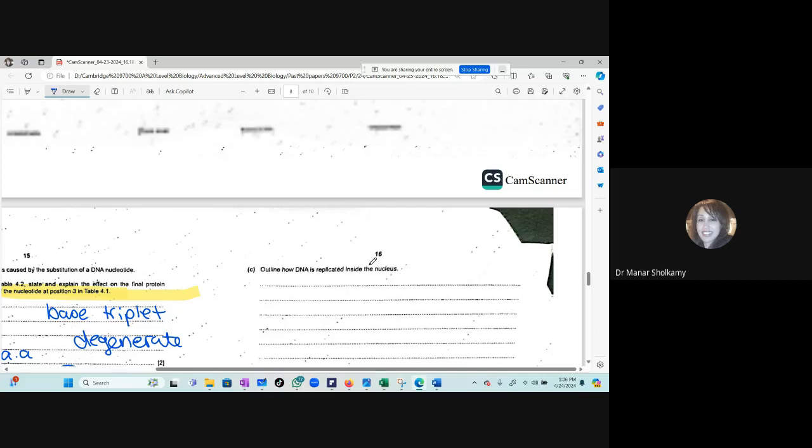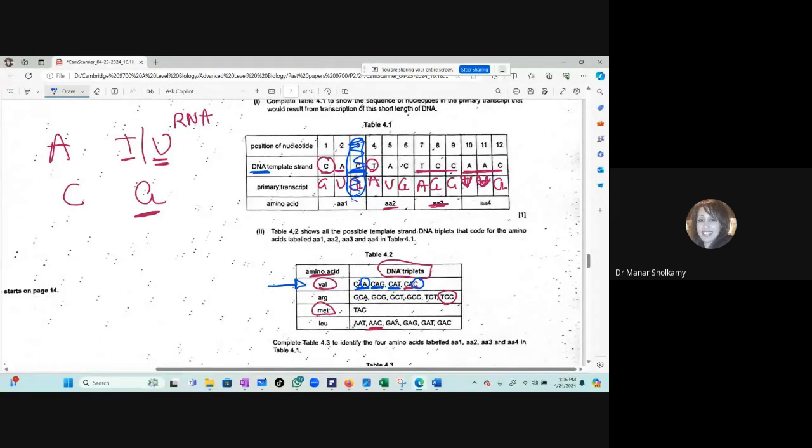Using the information in table 4.2, state and explain the effect on the final protein structure of a deletion at position 3. So here is a different story. Faru, are you with us? Okay, tell me, Faru, if nucleotide number 3 has been deleted, it's not there. How will this affect the protein?